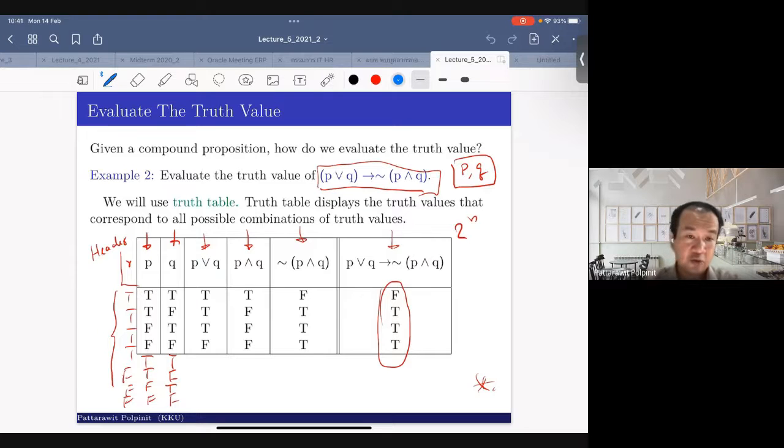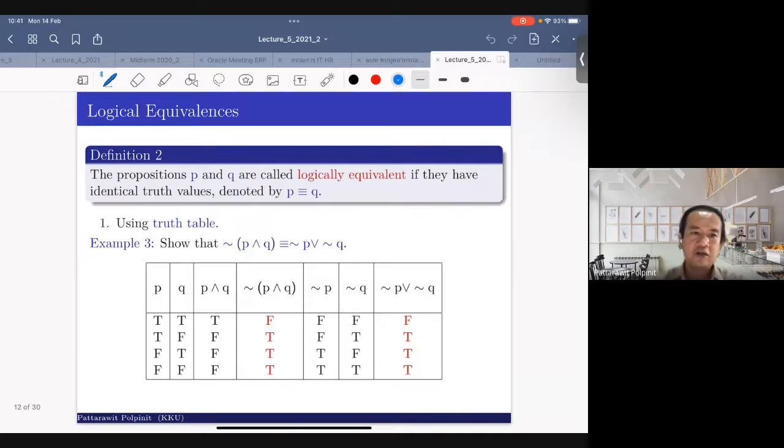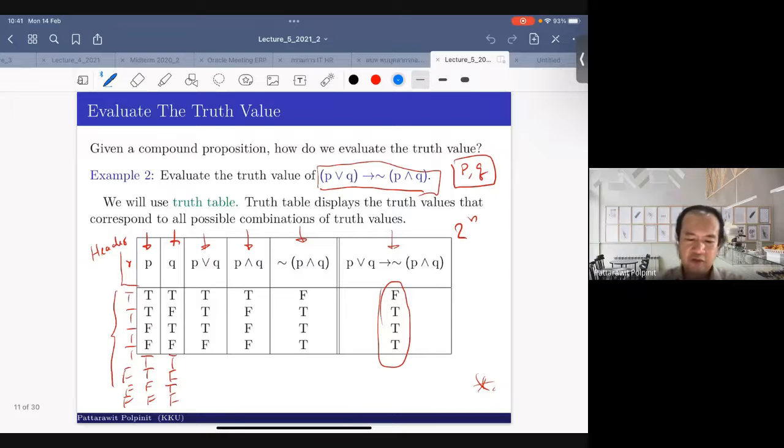Okay, the first one is to use the truth table, which we discussed a little bit last time. The second one is to use what we call a logical equivalence. Okay, so let me give you a brief review of the truth table. When you are given a proposition and you want to find the truth value, you can use the truth table.